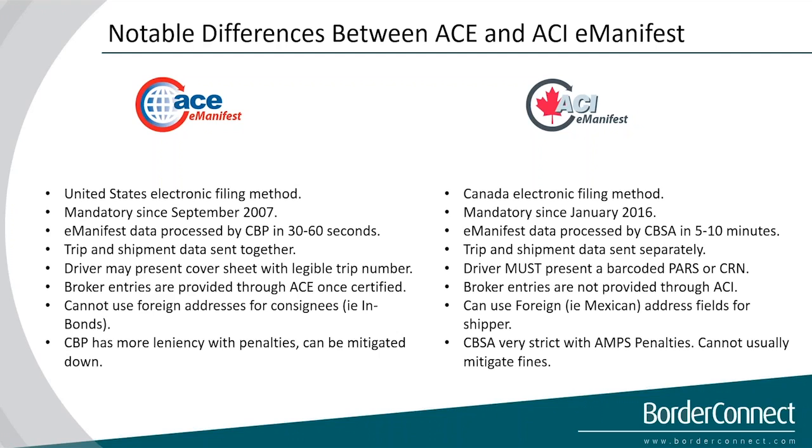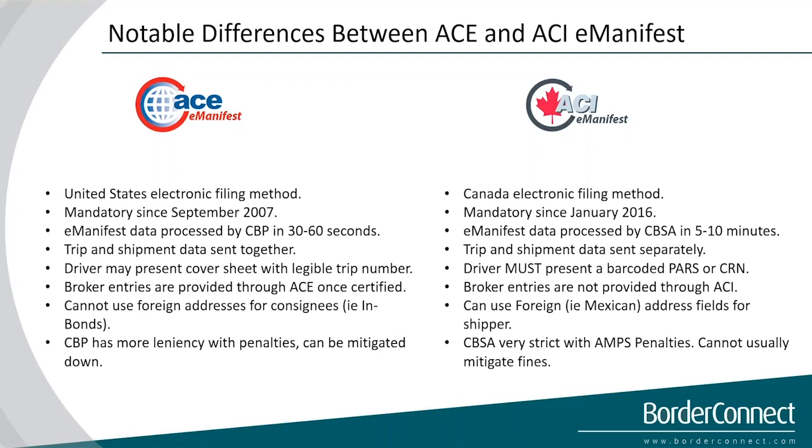You are to use the bonded warehouse that it's going to. So say, for example, if it's going to Mexico, the address you can only use is the one that's most likely going into Laredo, Texas or El Paso, Texas or something like that. With ACI, you can use Mexican addresses or other foreign addresses if the final destination is a foreign destination.